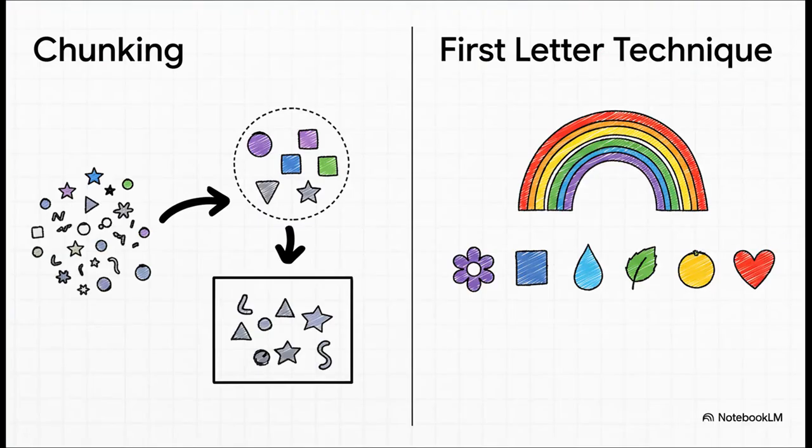Simple memory hacks called mnemonics are a fantastic place to start. Chunking is just grouping small bits of info into bigger chunks, like turning that long string of numbers into 2 easy-to-remember dates. And the first letter technique creates an acronym, like using VIBGYOR to remember the colors of the rainbow. They're just little tricks to give your brain a hook.